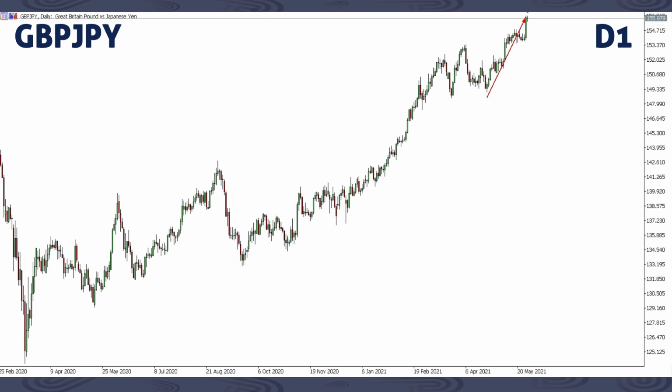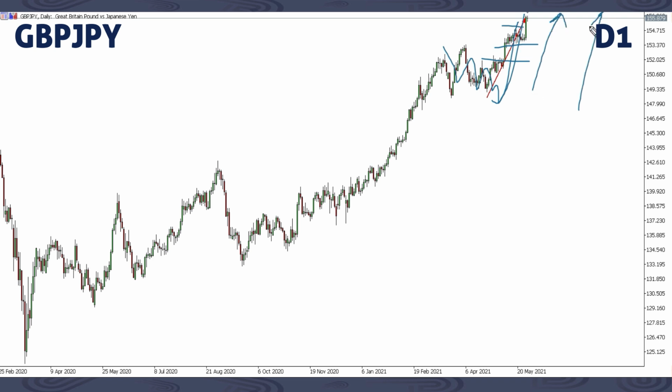Another pair which we talked about in previous weeks was GBP JPY. On GBP JPY, we say that we're still expecting more up here, and then when this up move is completed, we can be letting you know. Right now, it's very risky for you to be buying. Even if this up move can continue up, it's very risky.